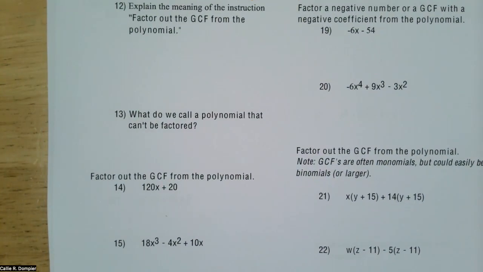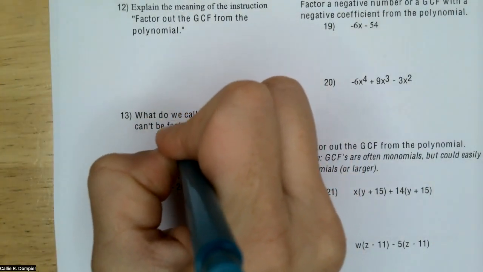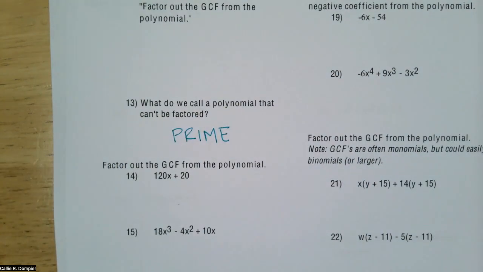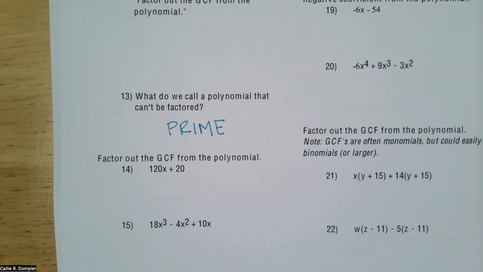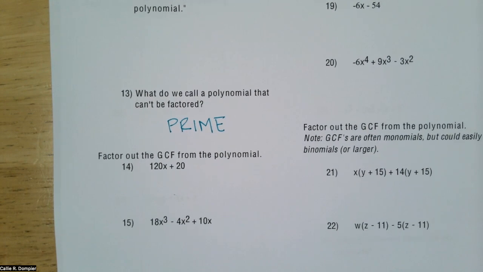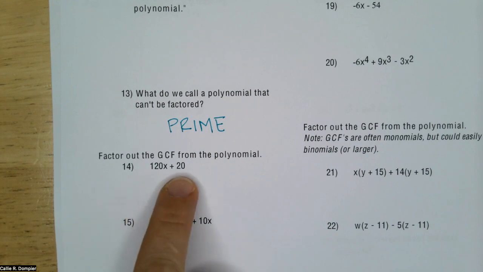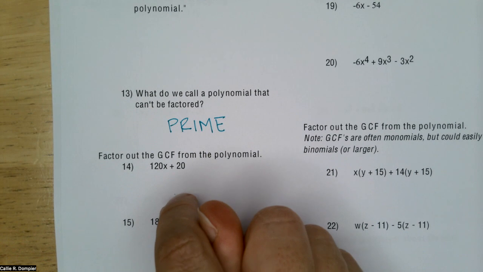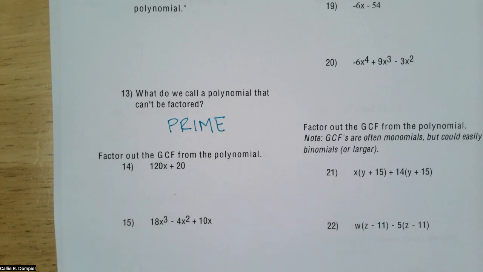What do we call a polynomial that can't be factored? Prime, just like a number that can only be factored as itself times 1. So if you have tried everything and you can't find any factors of a polynomial, and there's the answer box, and there's also a button next to the word prime. If you cannot find any factor pairs, you just say it is prime.